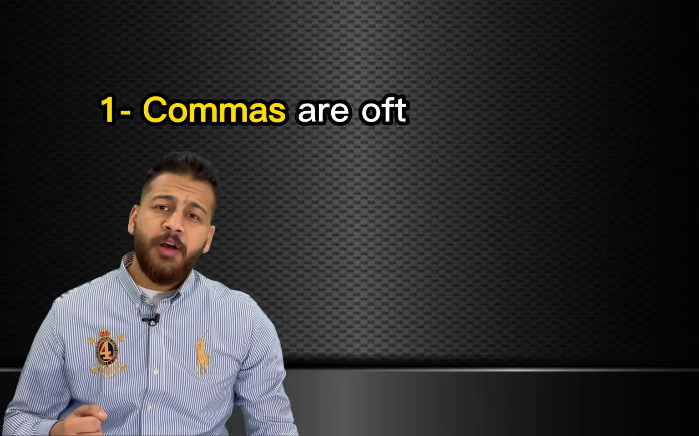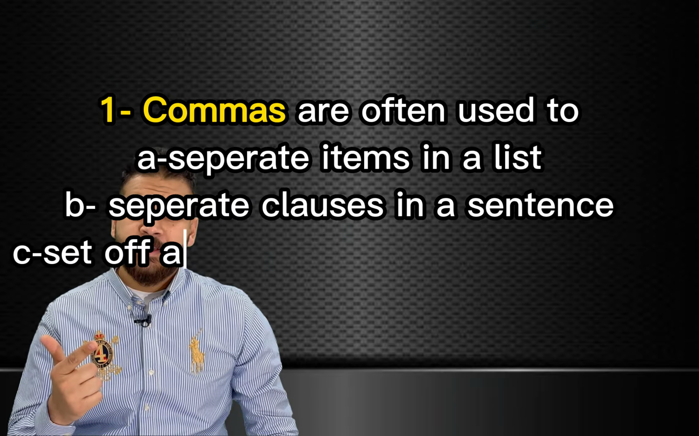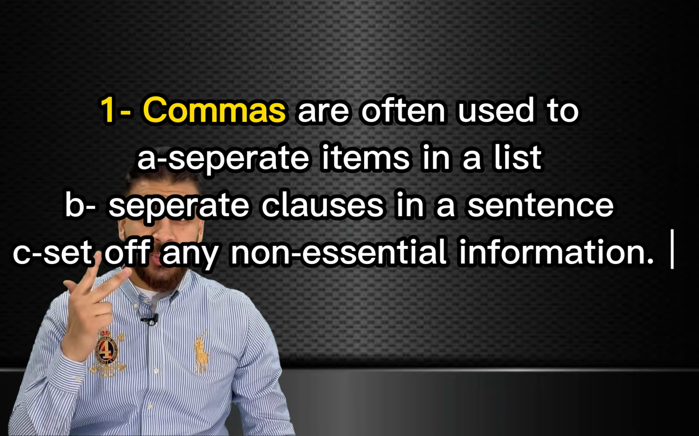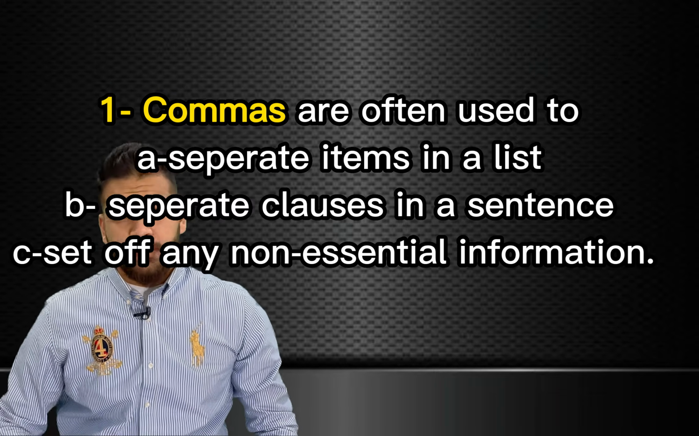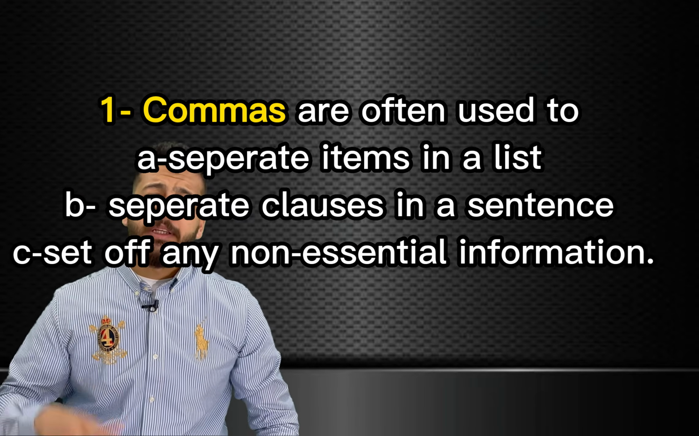The first punctuation mark that we have is the comma. Commas are often used to separate items in a list, to separate clauses in a sentence, and to set off any non-essential information. There are a whole lot of other uses for commas, but today we'll talk about the most common ones. Let's have an example for each use.